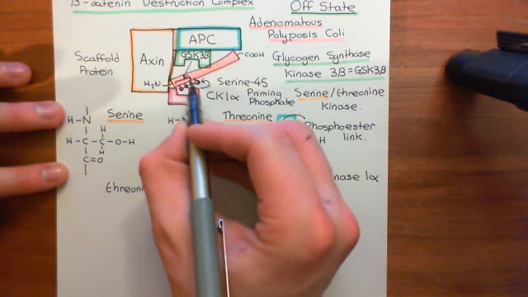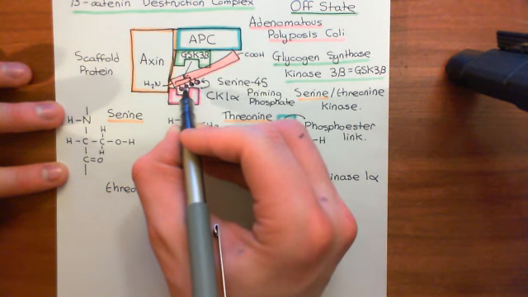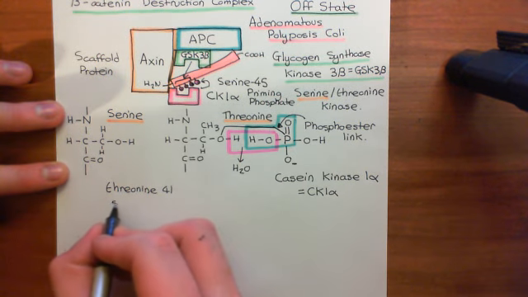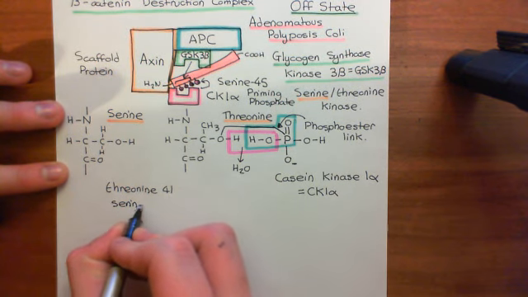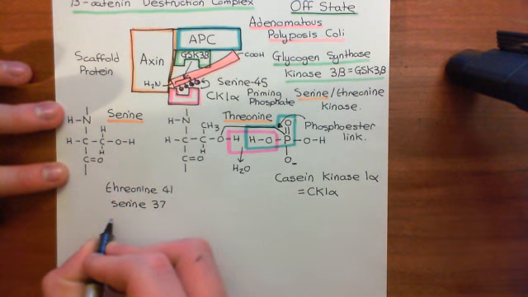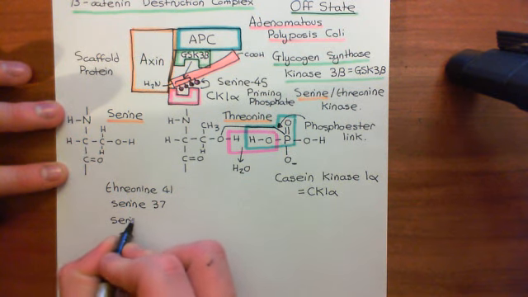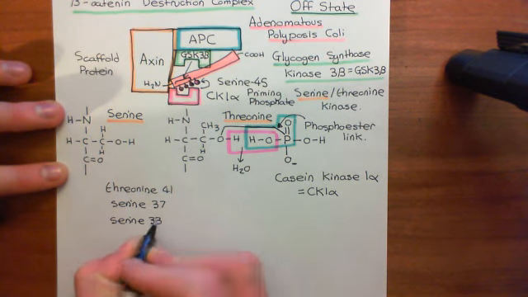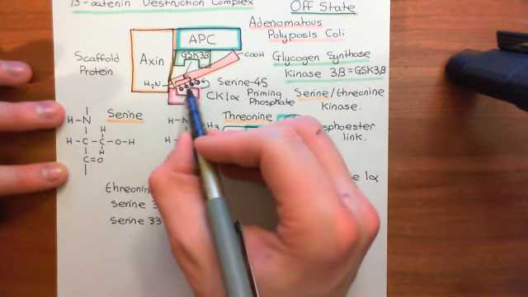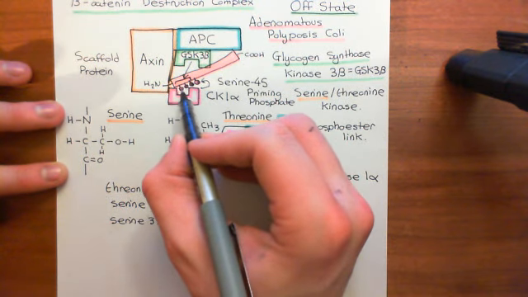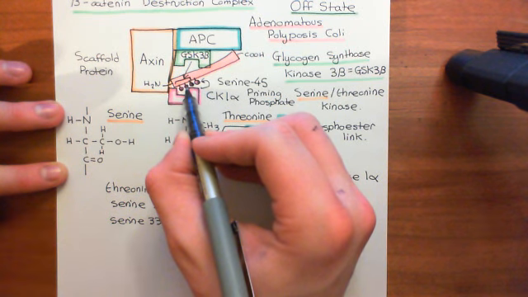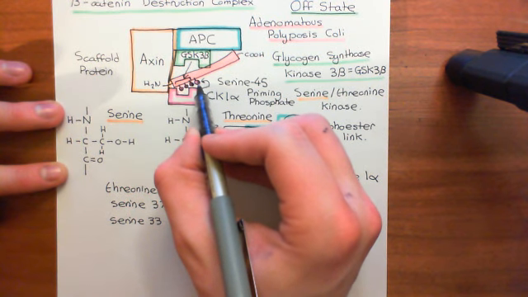Then the one upstream of threonine 41 is going to be a serine residue, and that's going to be serine 37. Okay, and then finally the one upstream of serine 37 is going to be another serine, and that's going to be serine 33. Okay, so overall, these 4 phosphorylation sites are serine 33, serine 37, threonine 41, and then serine 45.